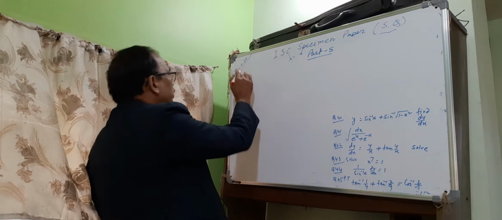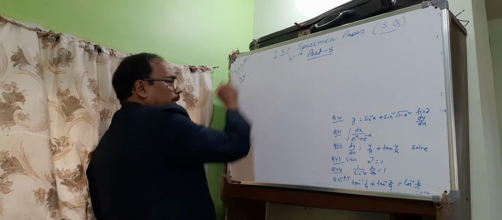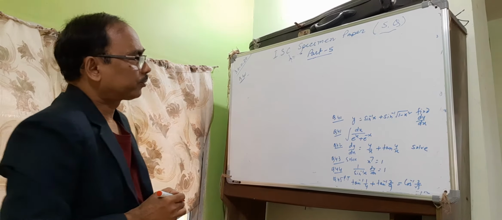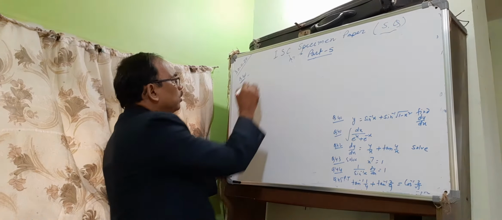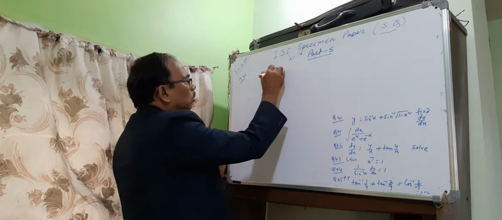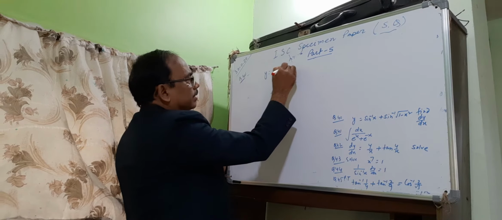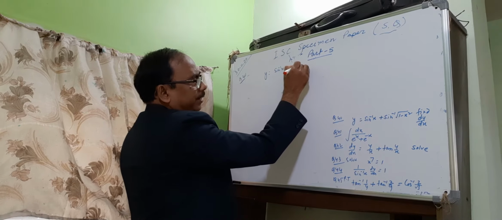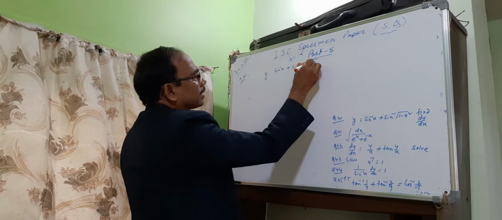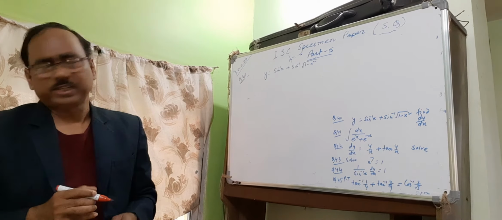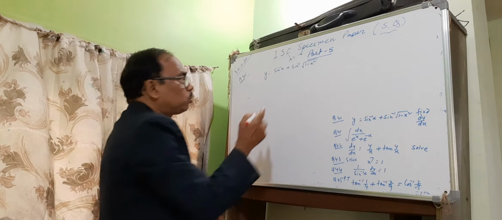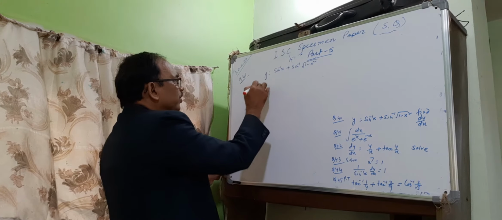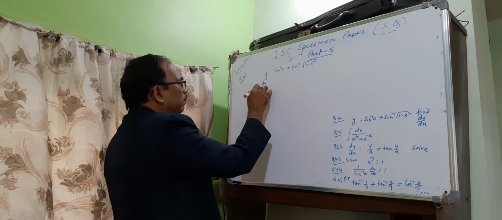Sum number 40 is a trigonometric sum, an inverse formula. Y equals sine inverse x plus sine inverse root over 1 minus x square. We have to find the derivative of this, dy by dx. Now differentiating this with respect to x, dy by dx.